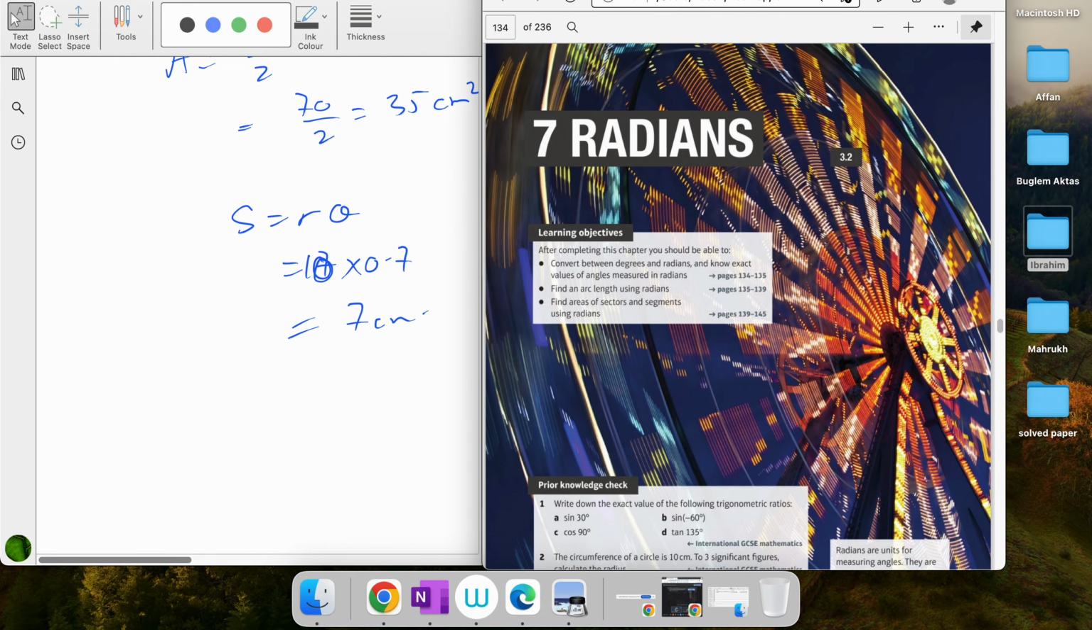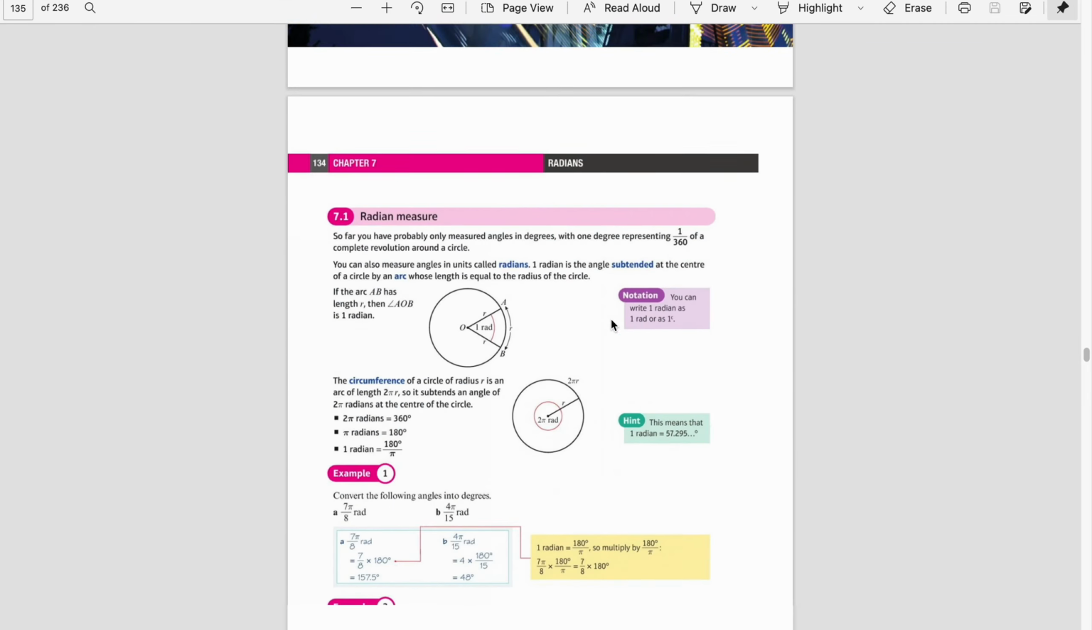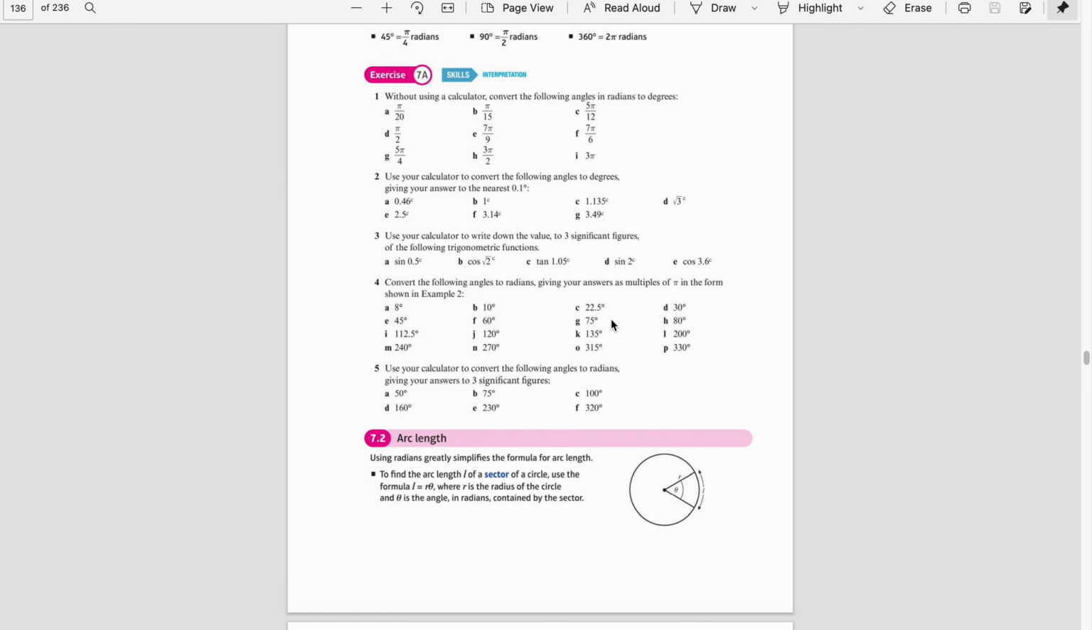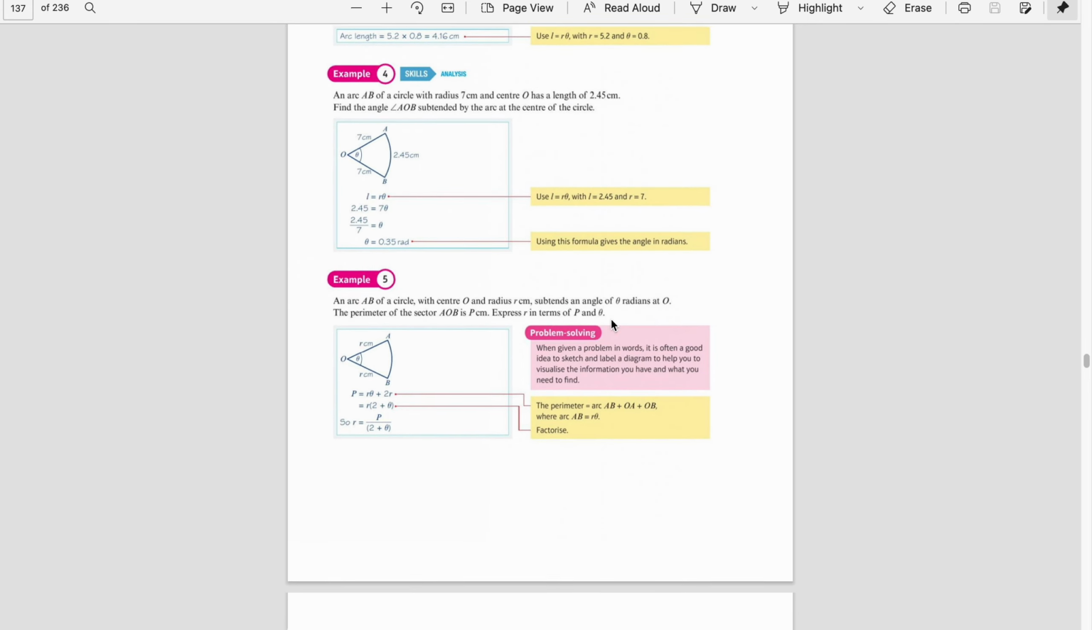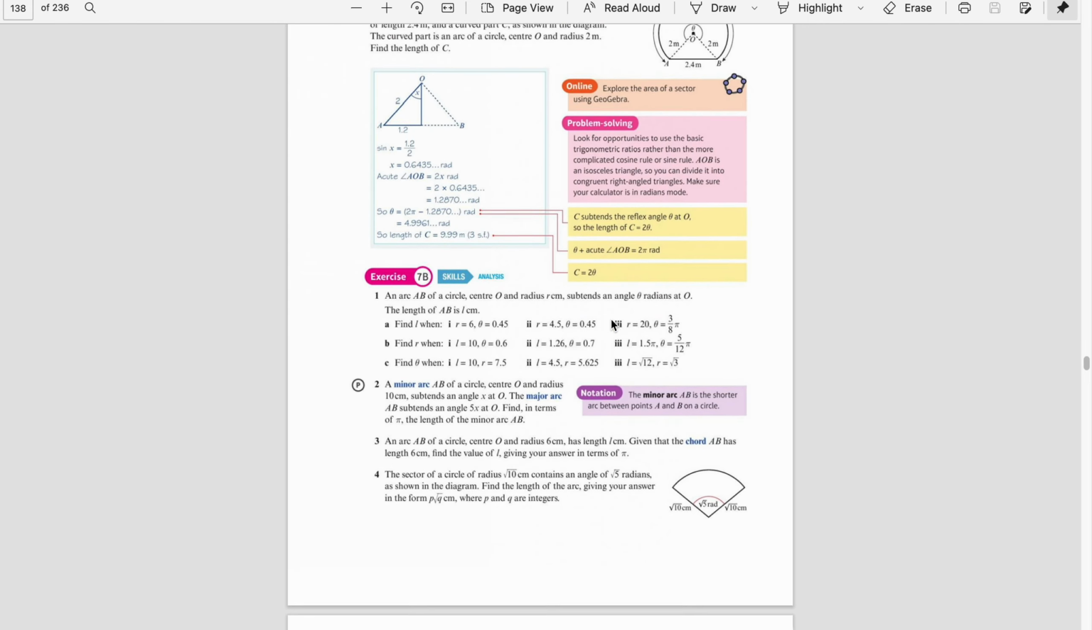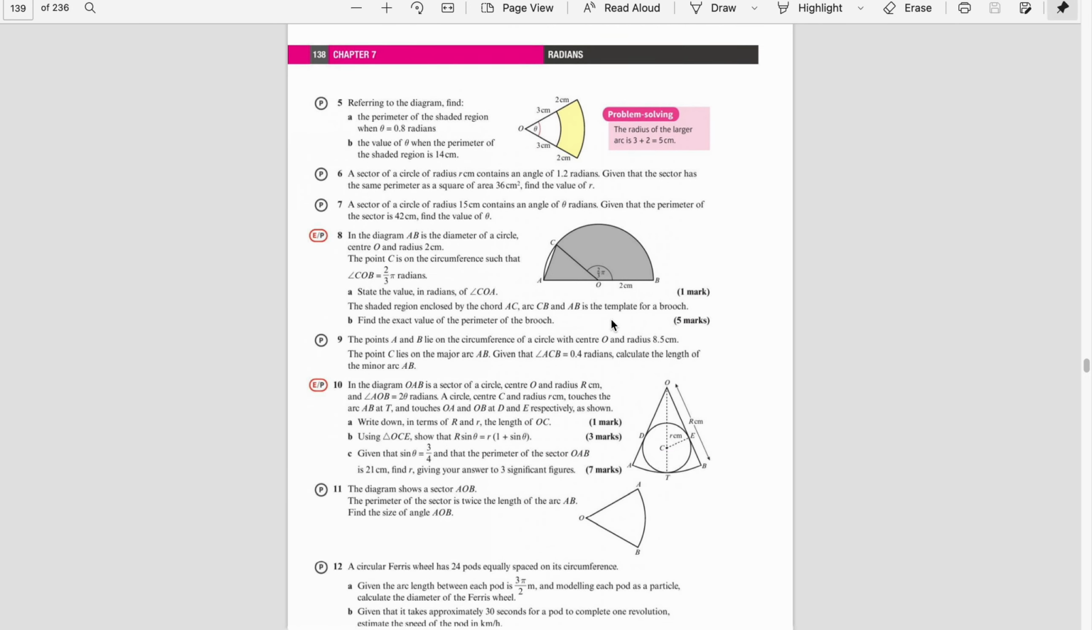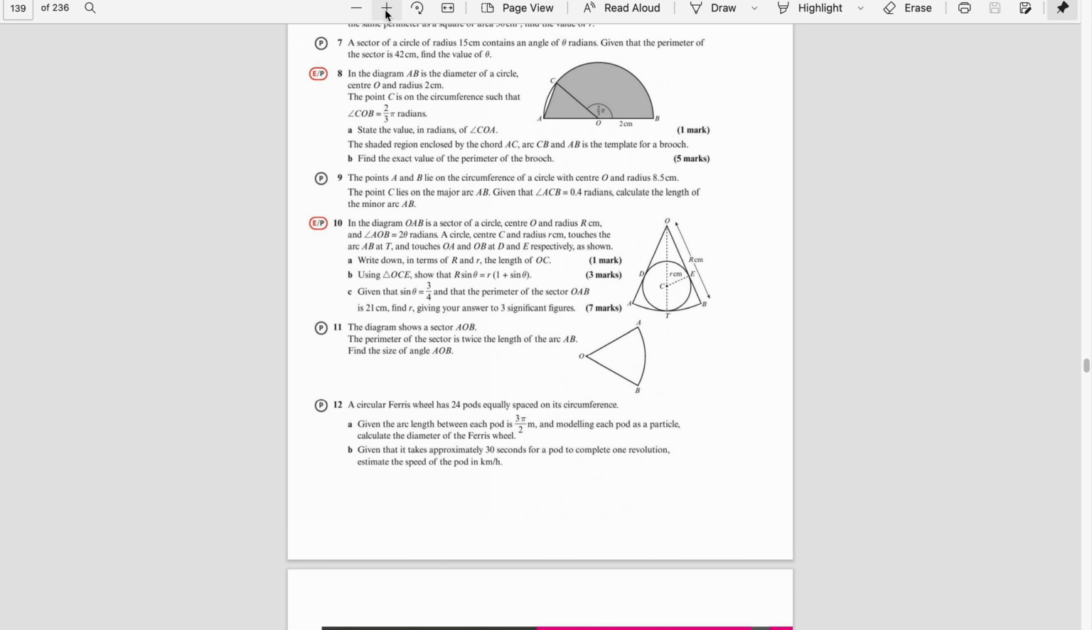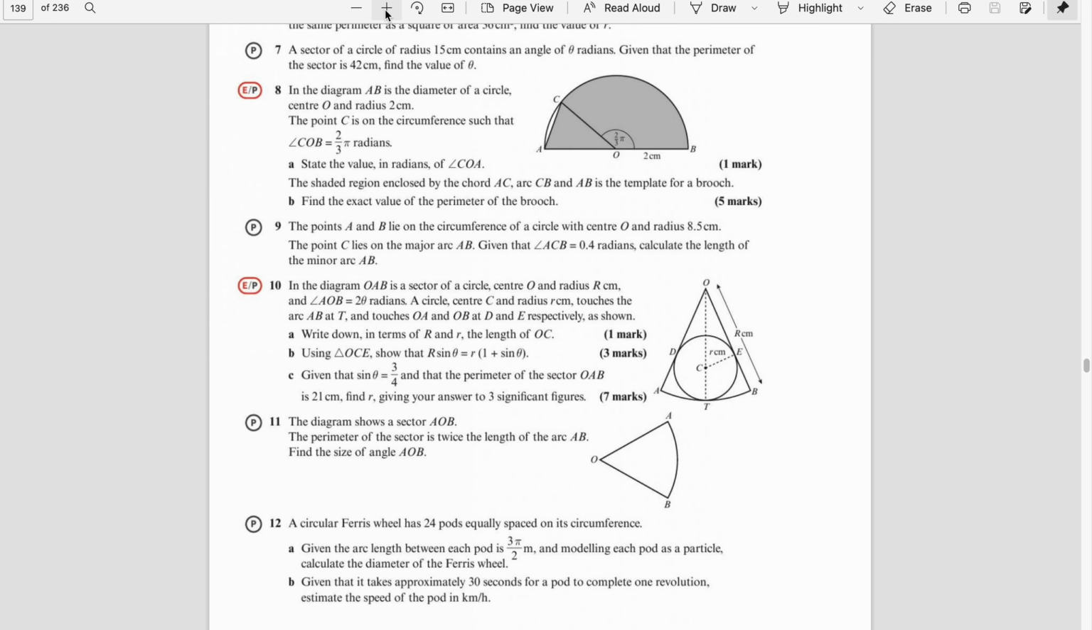Let's have a look at the questions. If you know the basics, we can move on to longer questions. Okay, so shall we start with this question 8?